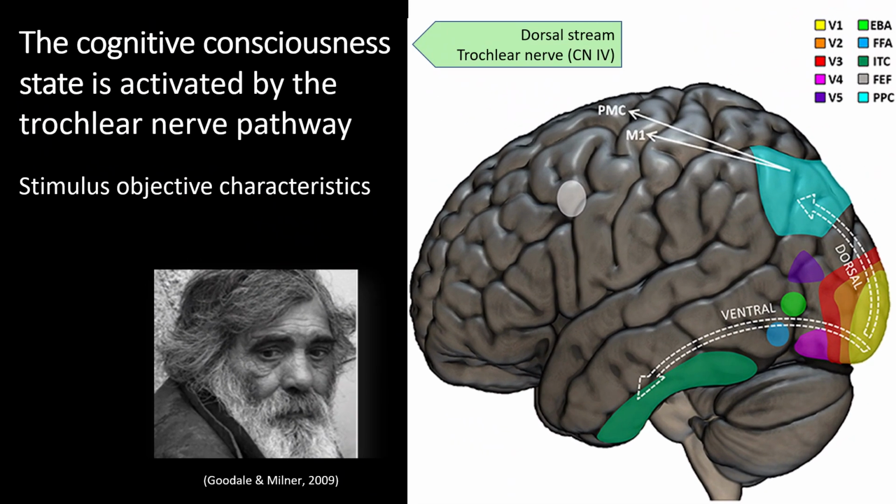The trochlear nerve, CN4, activates the dorsal stream that builds representations based on stimulus objective characteristics. The dorsal stream decodes information that coincides with stable properties of the stimulus, rather than the temporary egocentric perspectives based on emotions. This pathway generates a state of consciousness that is propitious for answering the question, "What is this?"